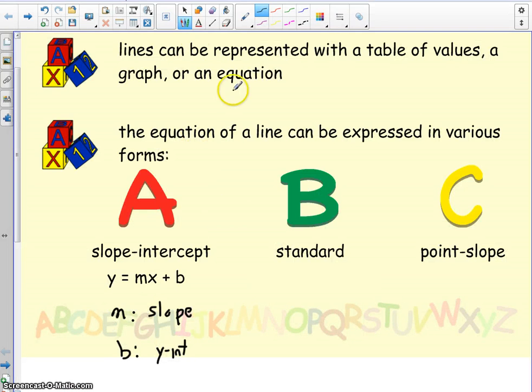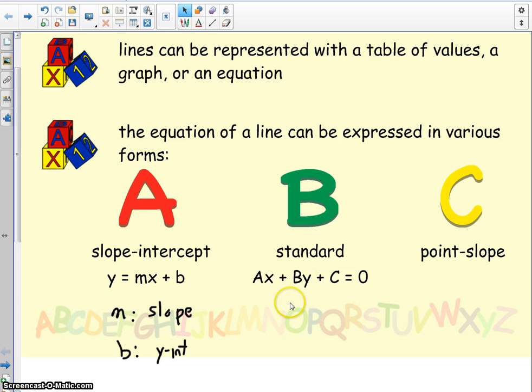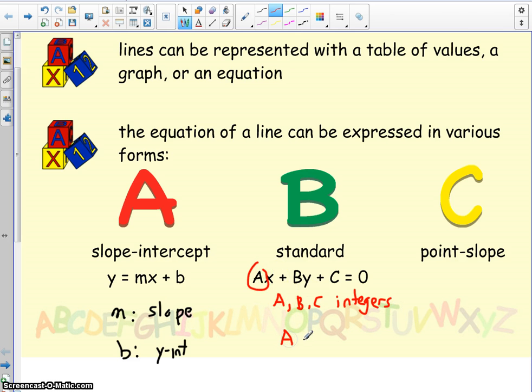Okay. The second form you looked at last year was called standard form. It had the form ax plus by plus c equals 0, and there are some other rules with standard form as well. a, b, and c had to be whole numbers. You weren't allowed decimals or fractions, so I'll just say they have to be integers. And as another caveat here, a had to be positive.